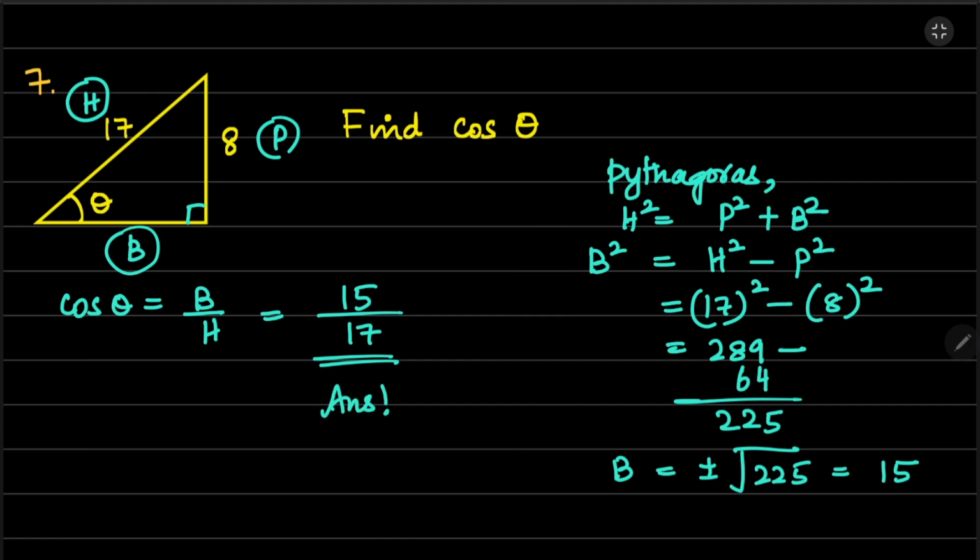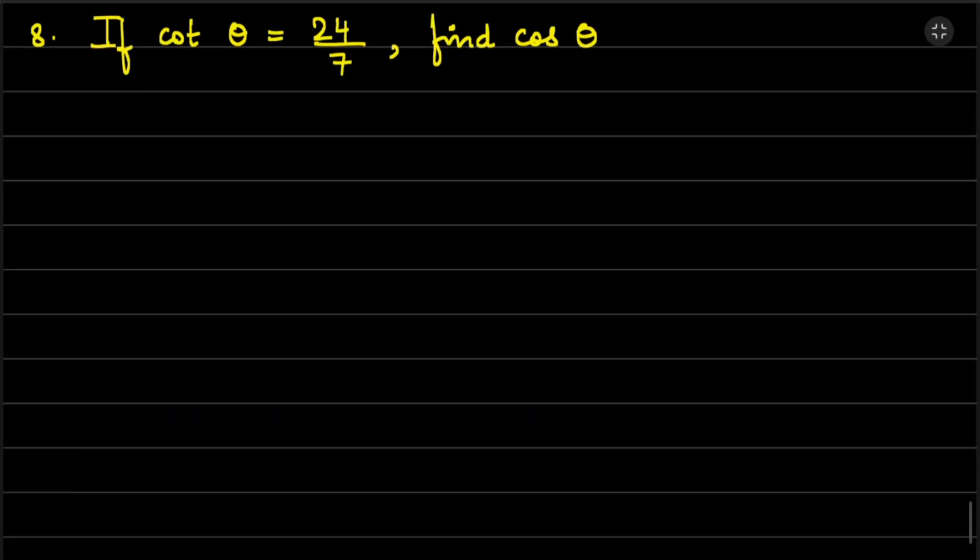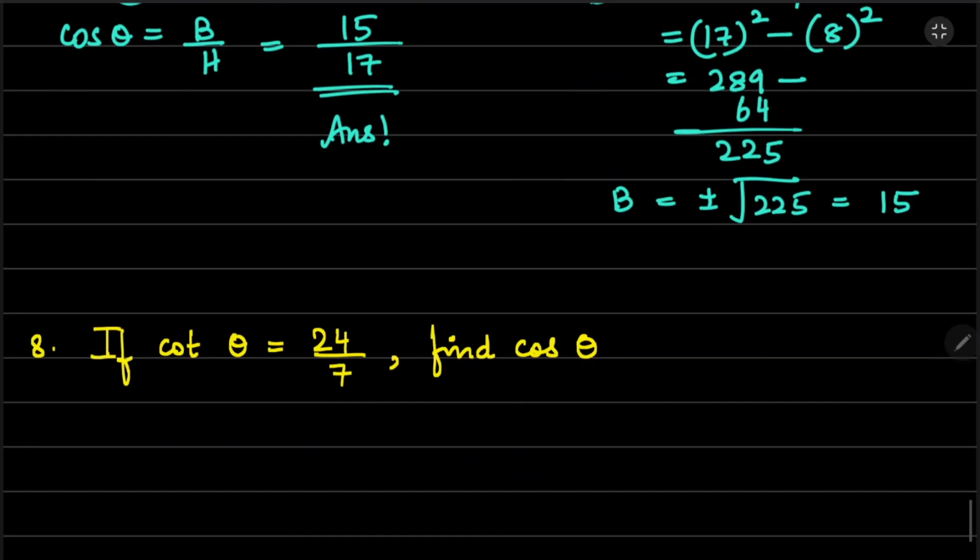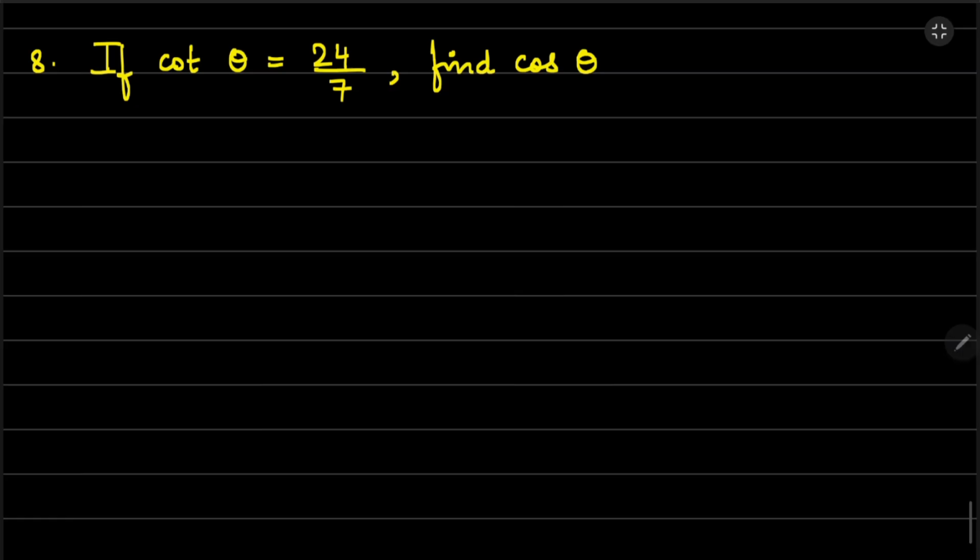Okay. Let's move on to the 8th question. Do pause the video. I'm not pausing the video because I'm recording it at a stretch. But you can pause the video, make a note of the question and do try it. Question number 8. Cot theta is given as 24 by 7. Okay, find cos theta. So cot theta is nothing but B by P. Okay, base by perpendicular is given as 24 by 7. What is cos theta? It is B by H.